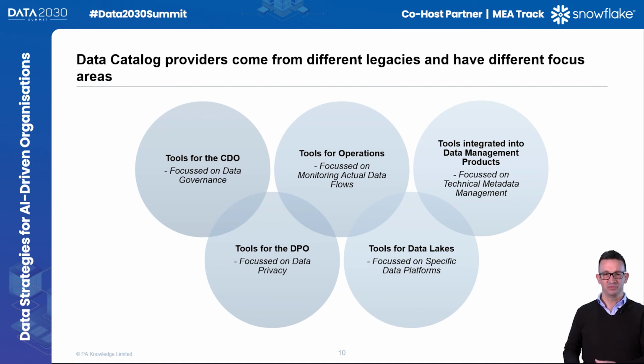Then there have been a number of new tools that have been focused around the data lake. Waterline would be one example, where as you bring data into the data lake, you're able to catalog it. So very much solution specific. And then finally, you've got tools for the data protection officer. There are a number around cataloging processes and data. Big ID, for example, would be one example.